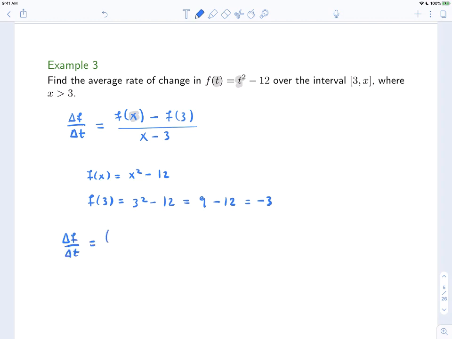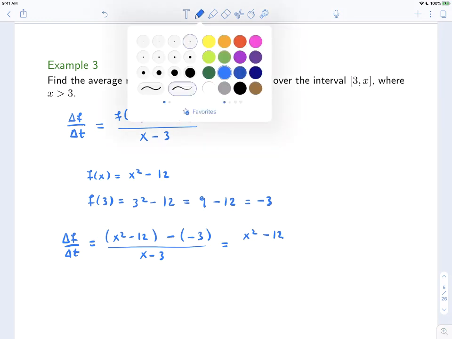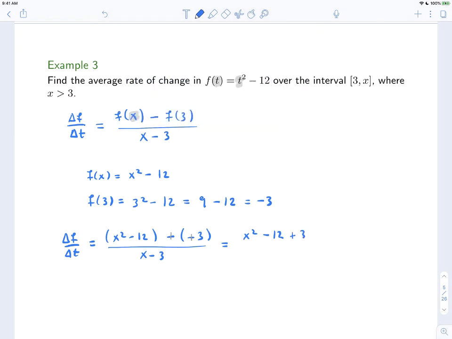So it's the first one, f of x, which is x squared minus 12, minus the second one, which is negative 3, divided by x minus 3. So this one is equal to what? So x squared minus 12 minus a minus. If you have minus a minus, that's a plus. So this becomes plus 3. Minus a minus is plus, over x minus 3. So x squared minus 9, negative 12 plus 3 is negative 9, divided by x minus 3.